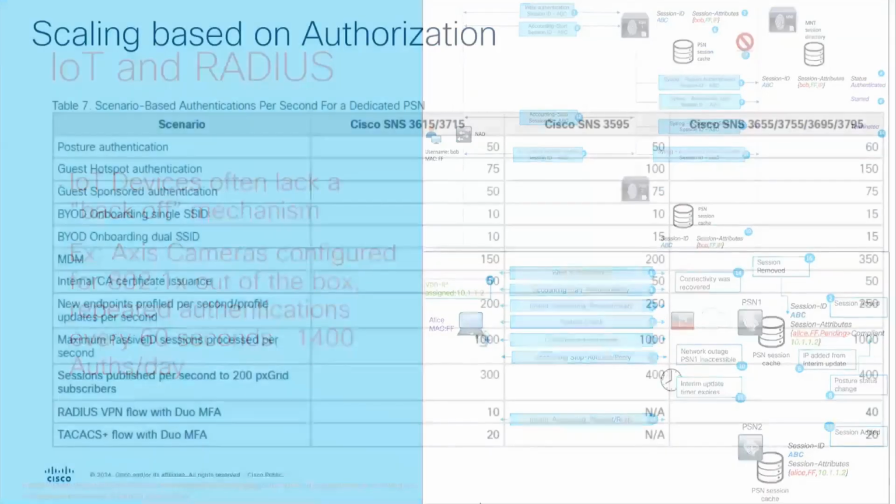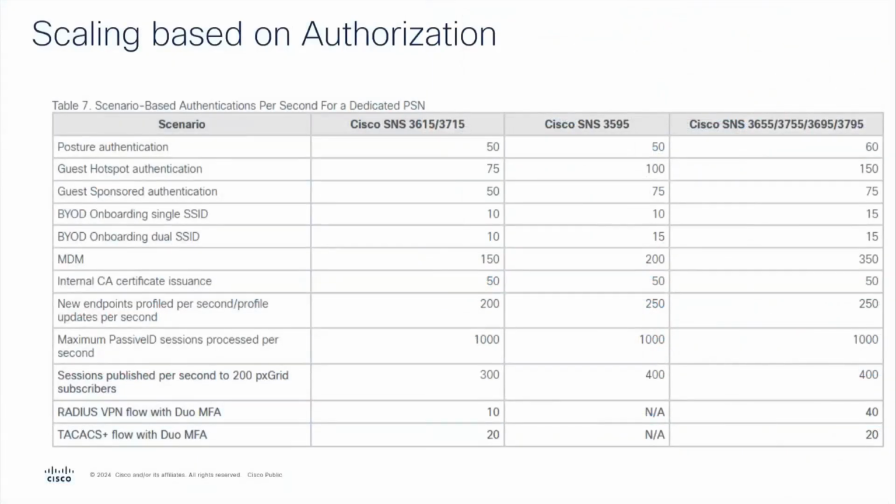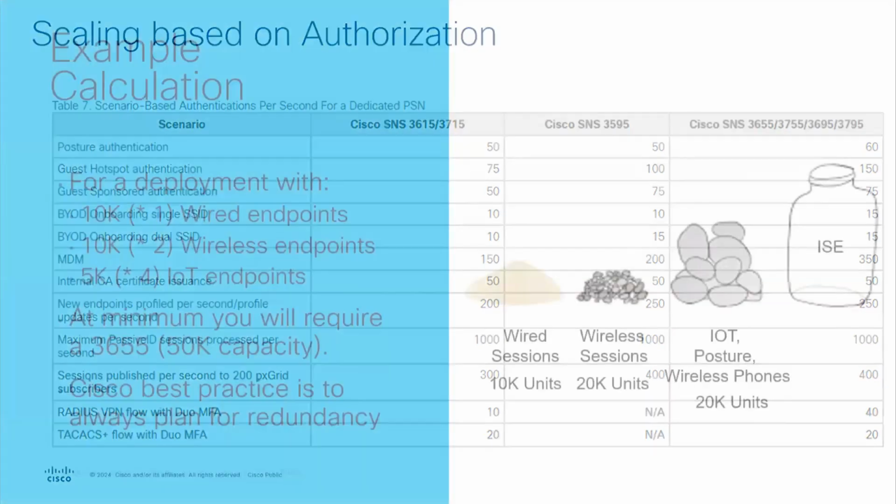And we see that when we look at the scaling documentation as well, as we have different use cases, whether it's posture authentication, whether it's the internal CA certificate issuance, or whether it's a profiling or guest or BYOD, you see that there's a significant difference in the number of endpoints per use case that we can handle in terms of our scaling capabilities. And this is directly reflective of the idea of thinking about endpoints as units. So let's go into an example calculation.